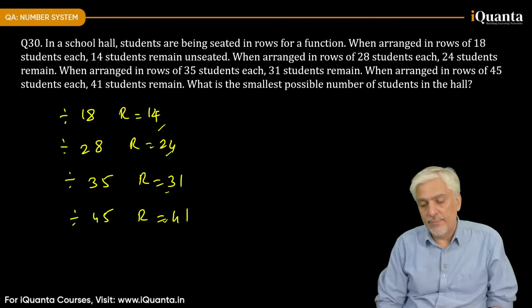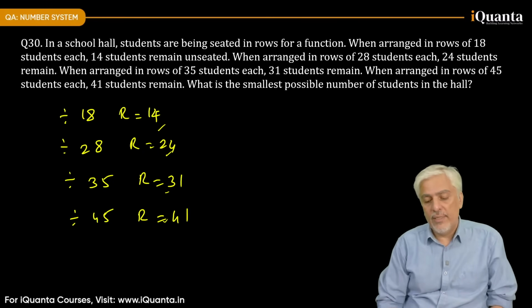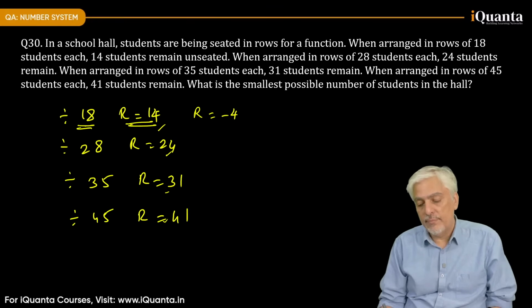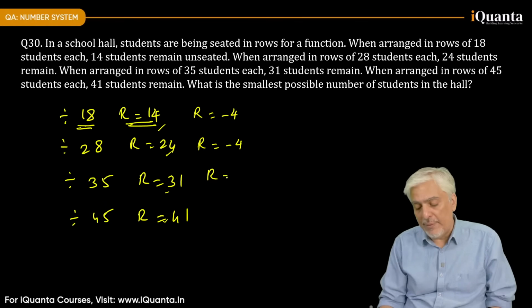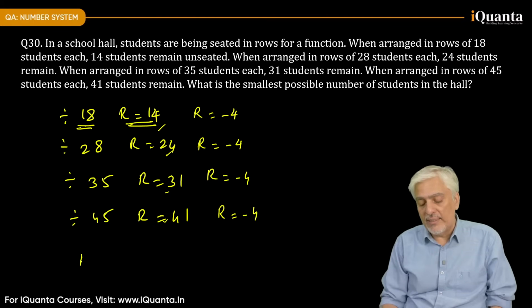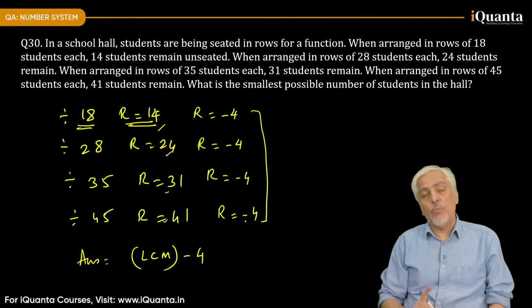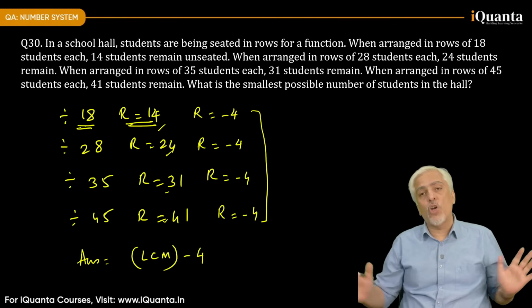Very good, Ashish, very good. If you look properly, remainder of 14 is same as remainder of -4. यहां पे भी रिमाइंडर -4 है, यहां पे भी रिमाइंडर -4 है, यहां पे भी रिमाइंडर -4 है। सो आंसर इज LCM minus 4. If this remainder was not common, then it was a problem. Then you'll have to do a very long method.